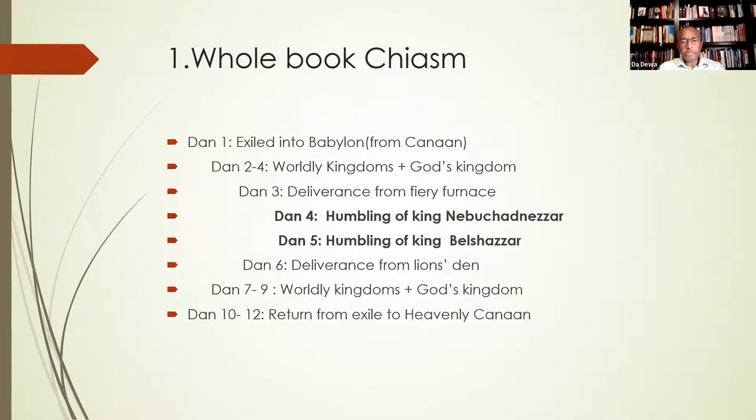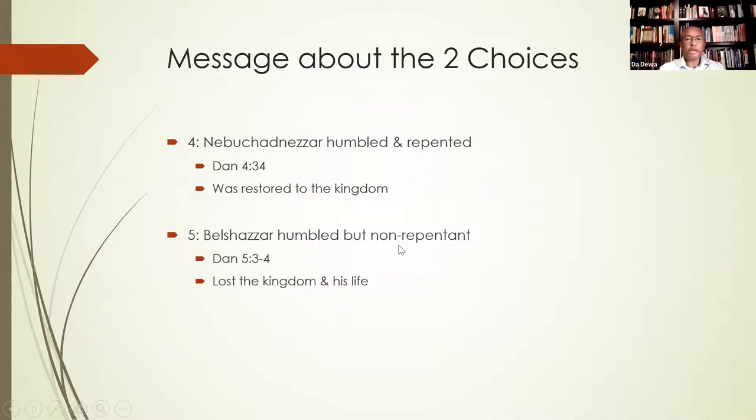So going back to our principles of the chiasm, the center is what God wants us to focus on, which is the humbling of King Nebuchadnezzar and the humbling of King Belshazzar, both who are kings of Babylon.